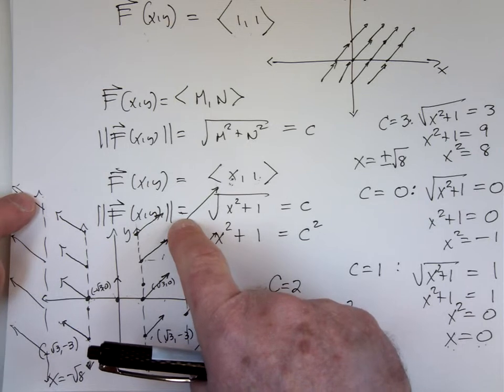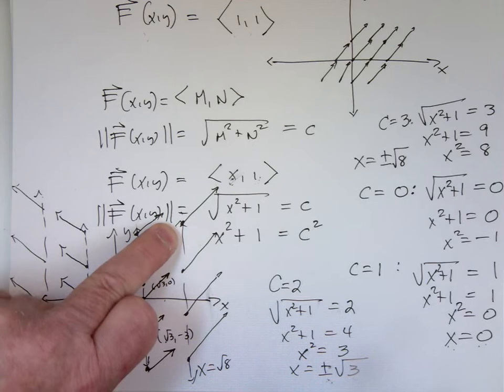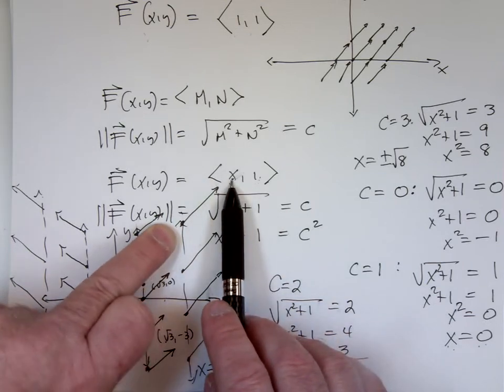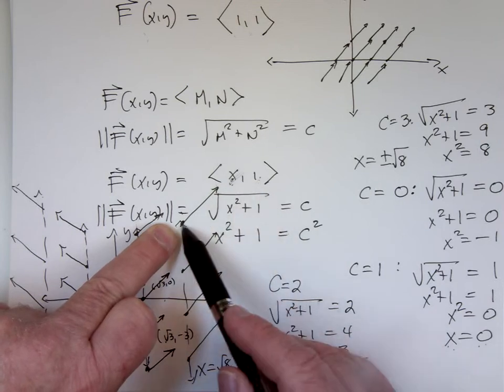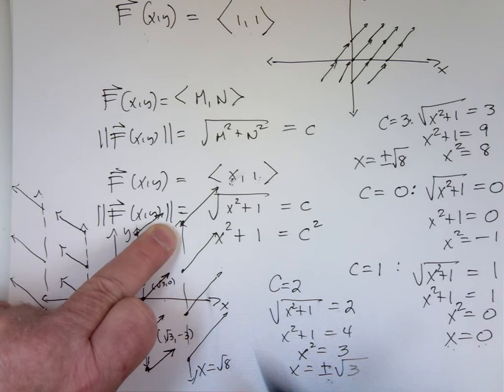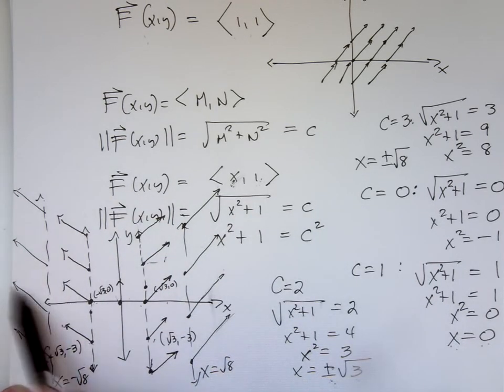The vectors on this line look like this. Because what do they look like? They look like square root of 8, 1, square root of 8, 1, square root of 8, 1. And please note, all of these have length 3, and the same with these, they have length 3. That's what that field looks like.